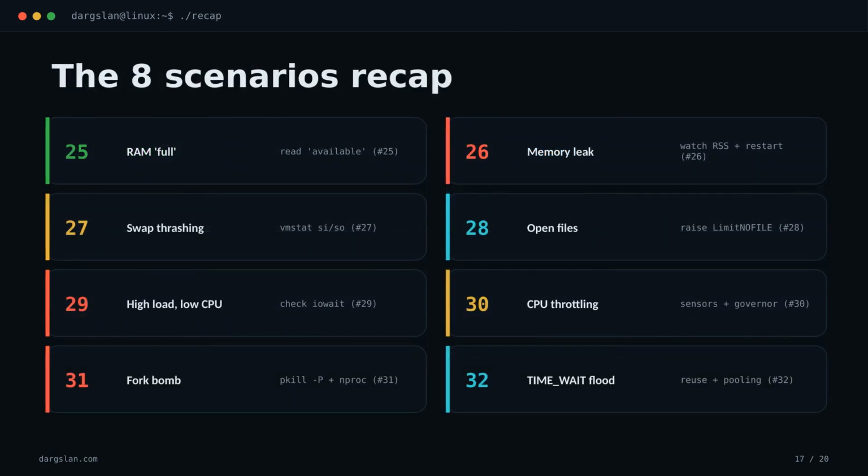And with that, here's the whole session on one screen. RAM that looks full is usually just cached. Read available, not free. Real leaks show up as RSS climbing forever. Swap pain shows up in vmstat's si and so columns, and exhausted file descriptors get fixed by raising LimitNOFILE. High load with idle CPU means you're waiting on I/O. Thermal throttling means you're waiting on physics. Fork bombs die to kill, pkill, and TIME_WAIT floods melt away once you reuse connections instead of reopening them. Same loop every time. Spot the symptom, pick the tool, apply the fix.